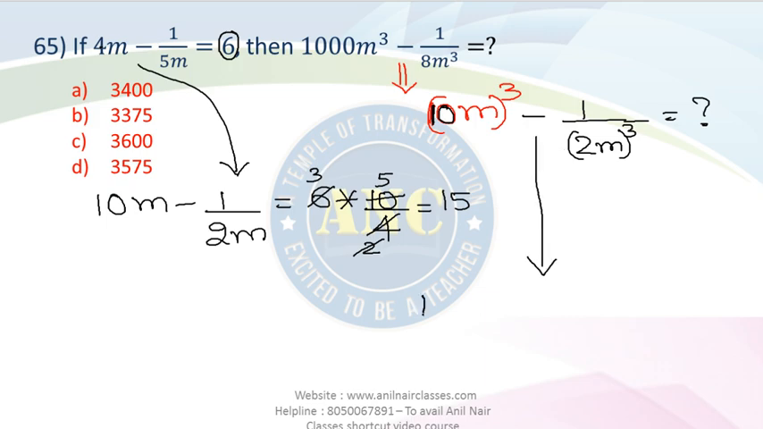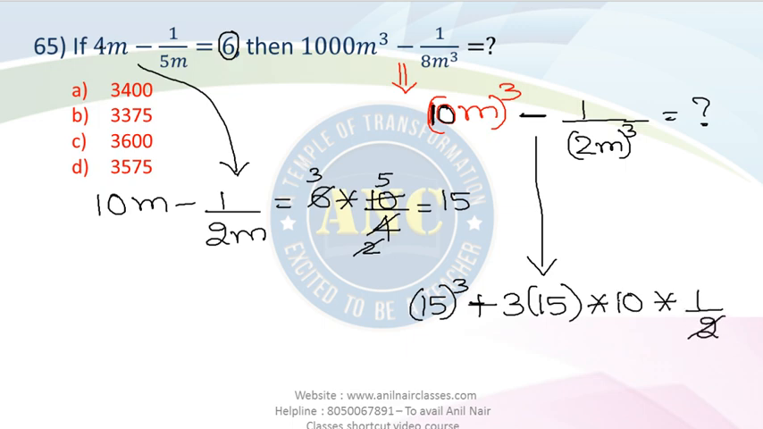It is very simple. It is k cube plus 3k. Why is it plus? Because here it is minus. In the answer it will be plus. It will be k cube plus 3 times of 15. And coefficient of m is 10. Coefficient of 1 by m is 1 by 2. That means 2 into 5 is 10. So it is 15 into 3, 45. 45 into 5 is 225.